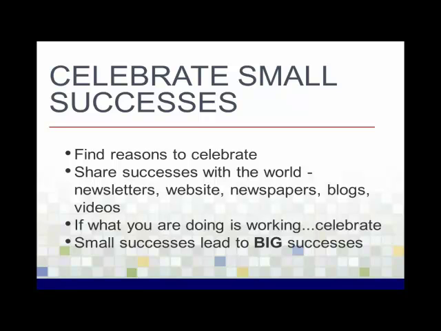Share your successes with the world. Don't be scared that, oh my gosh, I'm going to open myself up to scrutiny. The scrutiny will help you to continue to press forward and get even better. And oftentimes we don't want to share because we don't want everybody poking around. But take the time to share your vision and share your successes. Trust me, they will lead to bigger successes.